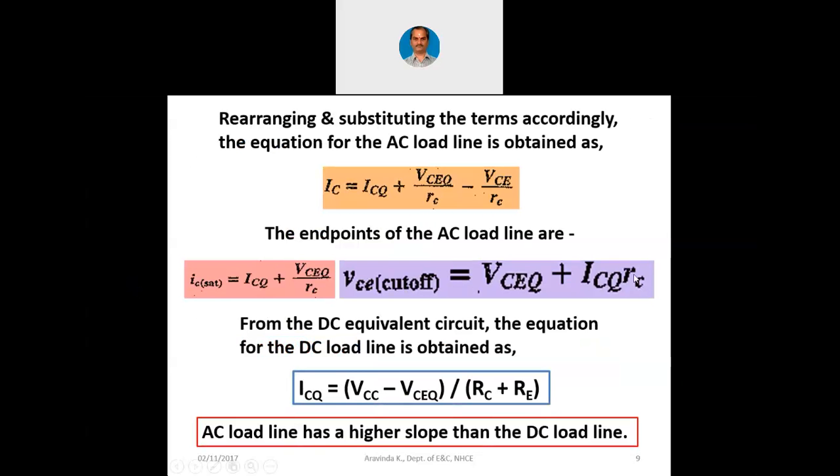You can see here, ICQ is also there, VCEQ is also there. Here also ICQ is also there, VCEQ is also there. That means the AC load line essentially contains the DC load line's quiescent point only. That is why I have been telling you that the Q point is the same for both of them.